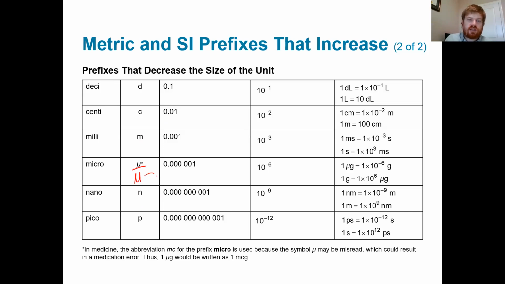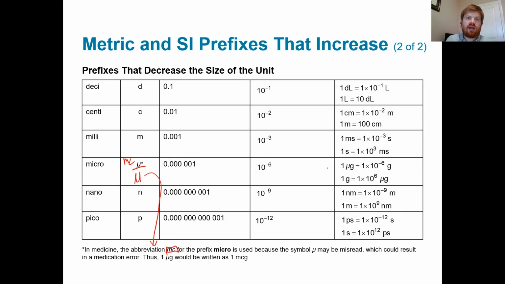Now, I should have referred back to this earlier. The reason I put this slide in here is that when you actually use micro in a medical field, you're going to use MC rather than mu, just because this mu looks a little confusing. And also, if you have to type it out, not all word processors have easy access to this symbol. So I will be accepting MC this semester as the symbol for micro. So just so you know, 1 microgram then is 1 millionth of a gram.